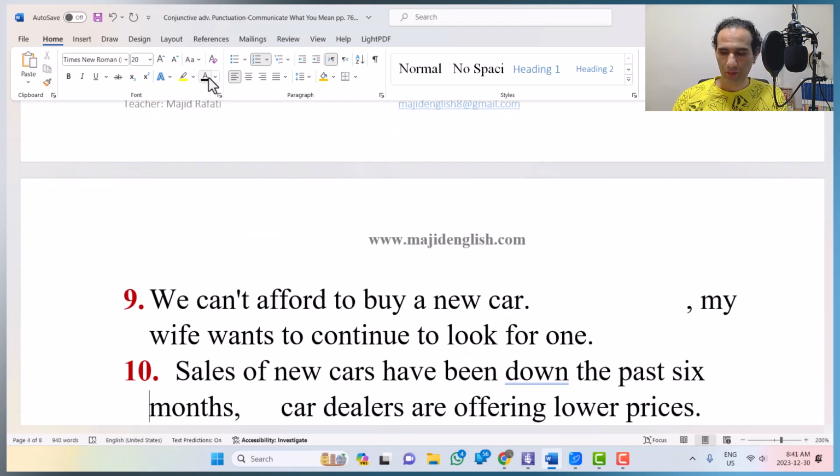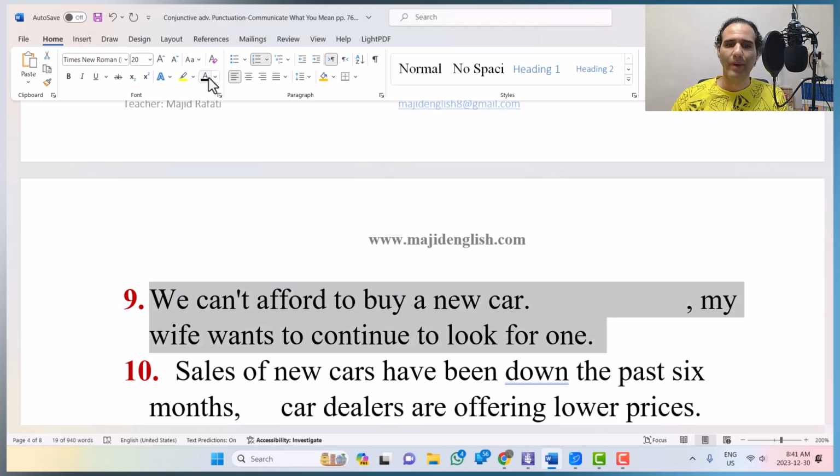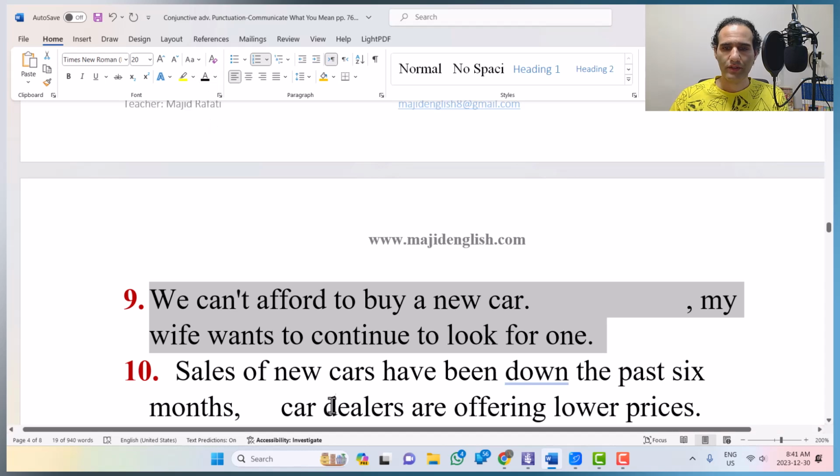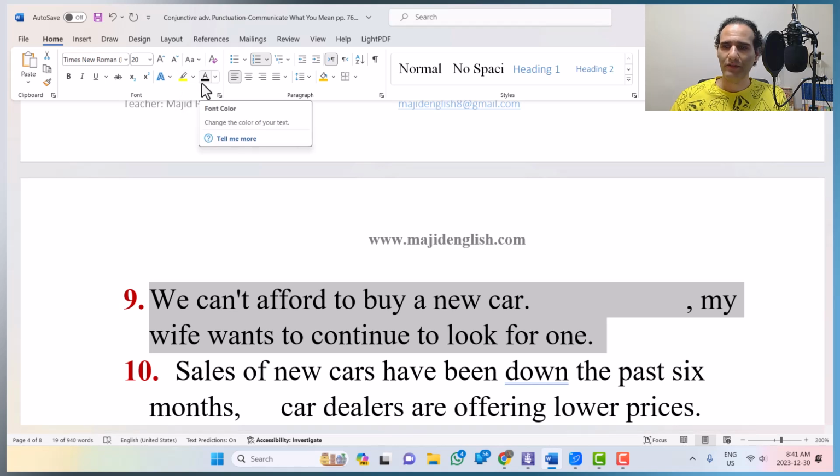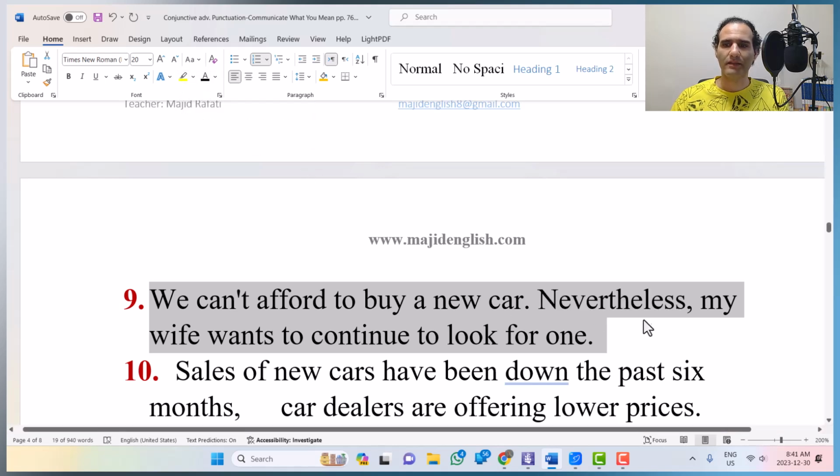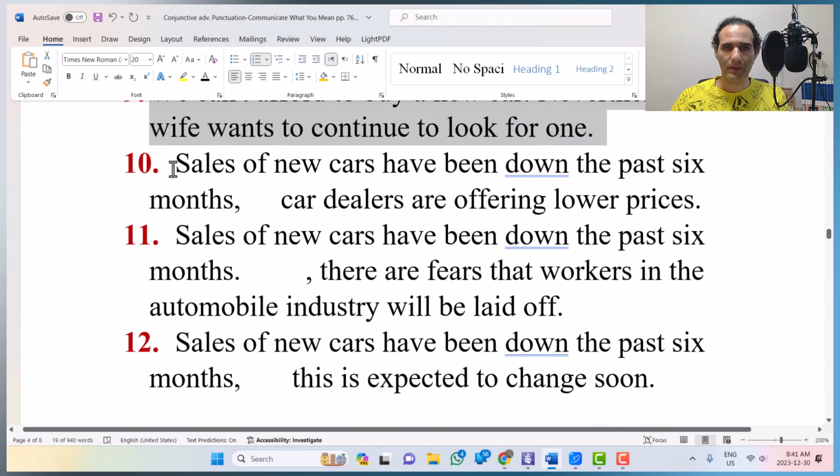Number 9, we can afford to buy a new car. My wife wants to continue to look for one. So there is contrast. Comma after, it could be a "nevertheless" or something like that. Nevertheless, my wife, but my wife, contrast.